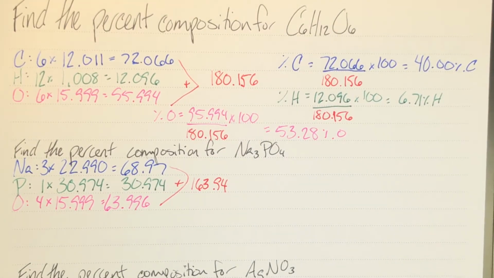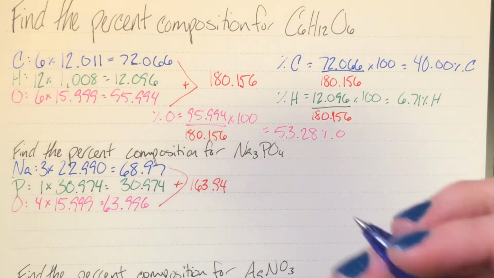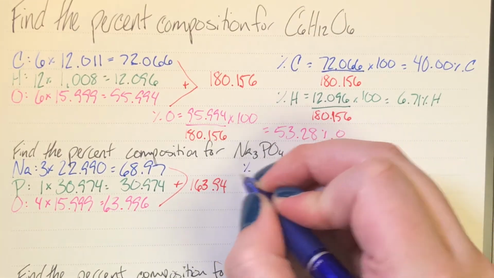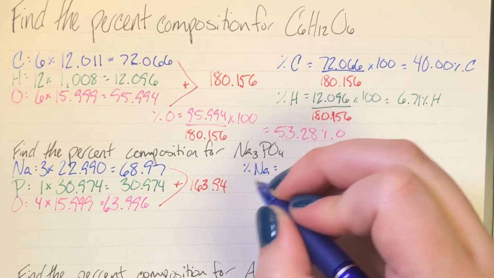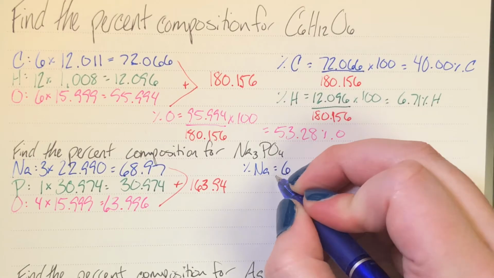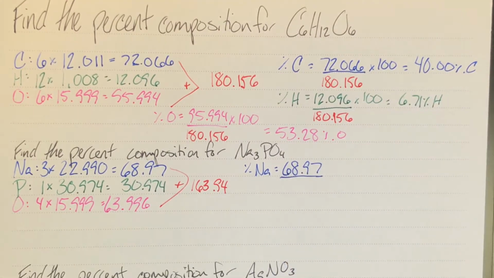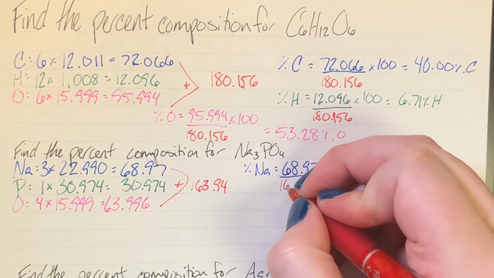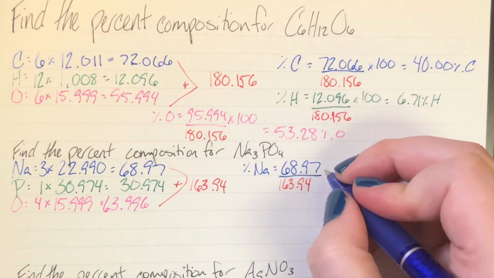So now that I have that, I can go ahead and perform the remainder of the calculation for the percentages, the thing that I actually care about for this problem. I'm going to start off with percent sodium. I'm going to have sodium's mass for all 3 of those sodiums, 68.97. I'm going to be dividing it by the total mass of the compound, 163.94, and then I will be multiplying that by 100.